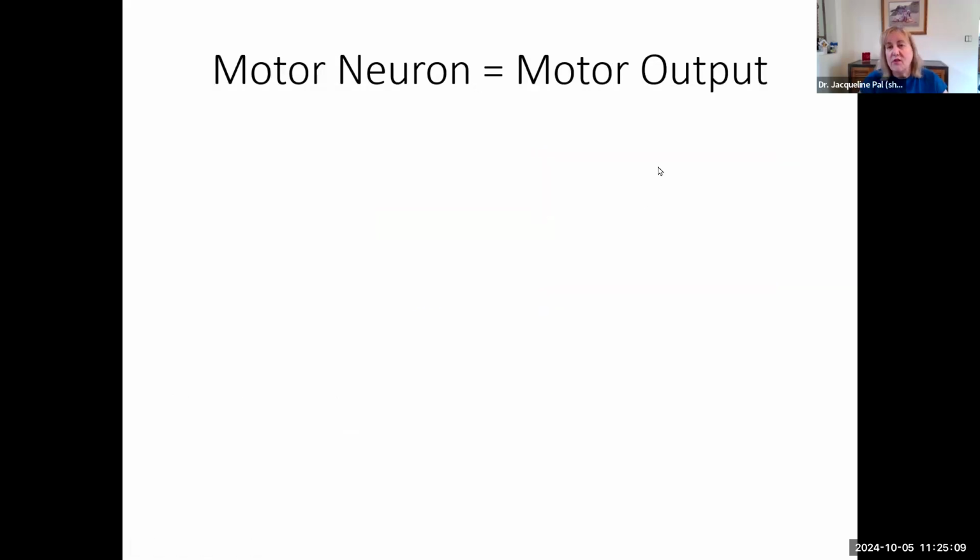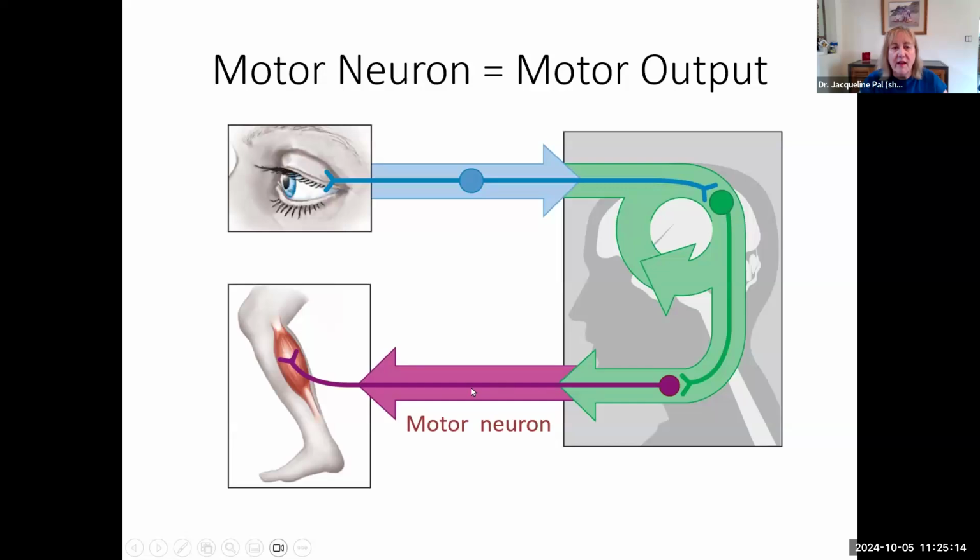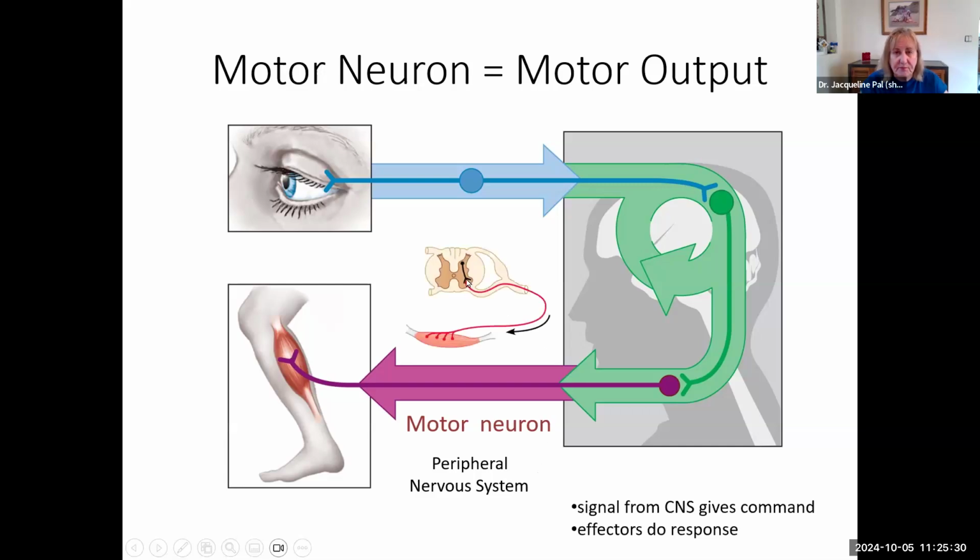And then motor neurons are the ones that give us the function of motor output. So here the motor neuron is this purple one. Notice that the cell body is going to be synapsing with the interneuron. So the cell body is going to be in the central nervous system, but the motor neuron itself is going to be part of the peripheral nervous system. Cell body in the brain or spinal cord, the axon's all part of a nerve in the peripheral nervous system. And then it's going to synapse at the effector cells, and those cells are going to be doing the response.